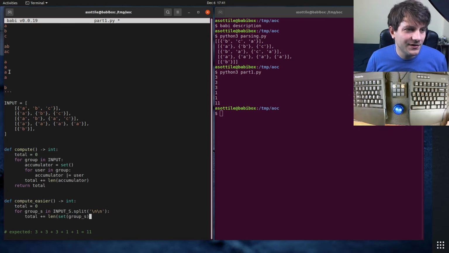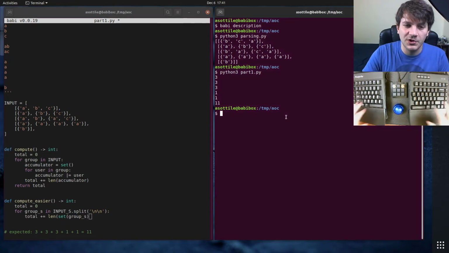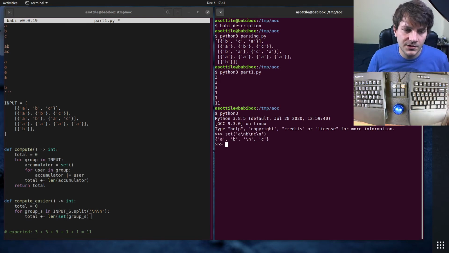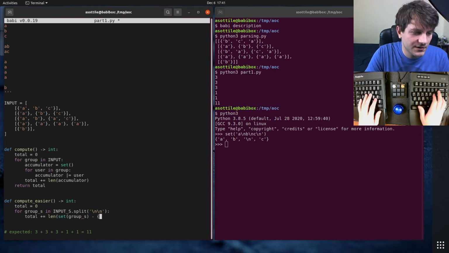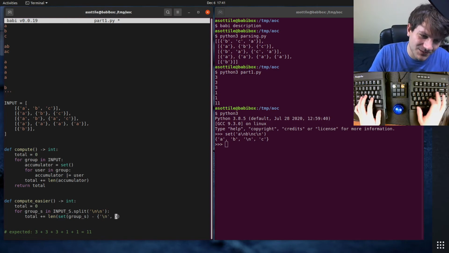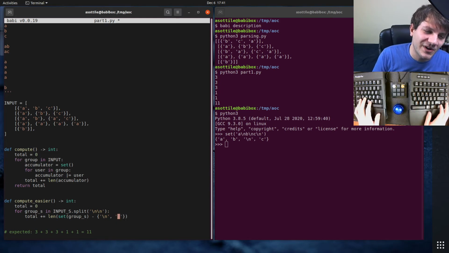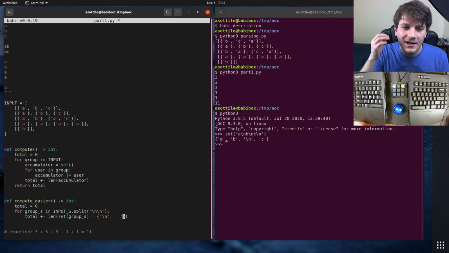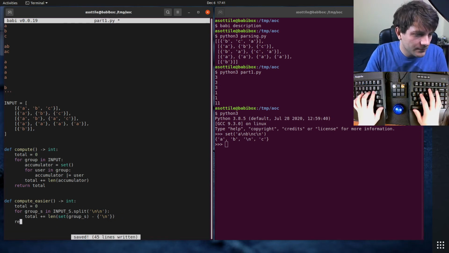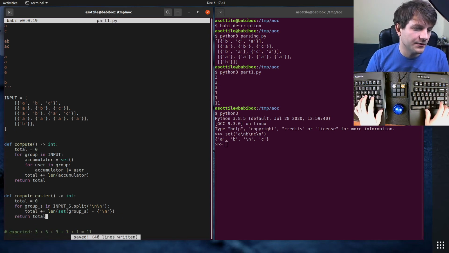But we don't want to count the new lines in here. So that new line character will be included. So if you do set of A backslash n, B backslash n, C backslash n, you'll notice you get A, B, C, and the new line character. But we don't want to count the new line characters. We're only concerned with alphabetical characters, so we have to subtract out new line at the end. In my submission, I also subtracted space, because I didn't actually look at the input and didn't notice that they didn't have spaces in there. That actually does nothing, so we do that there. And finally, we can return total.